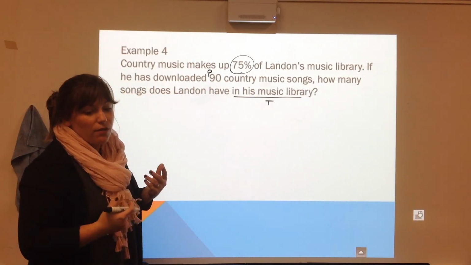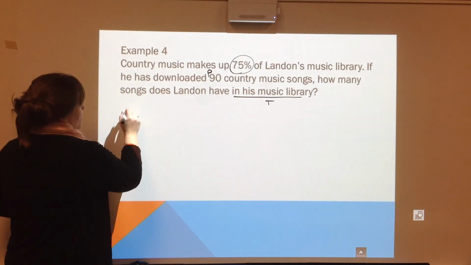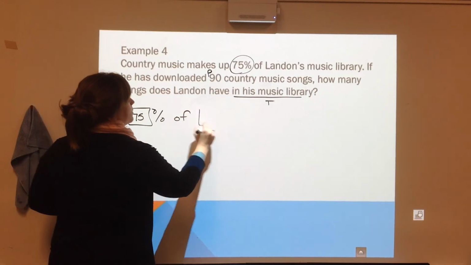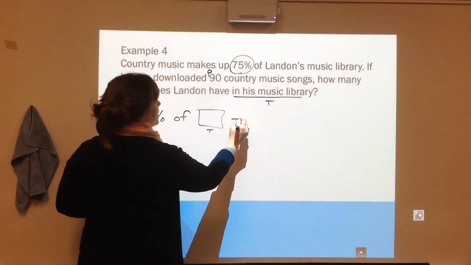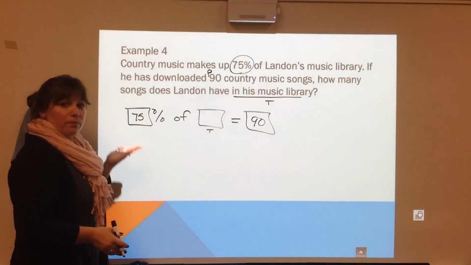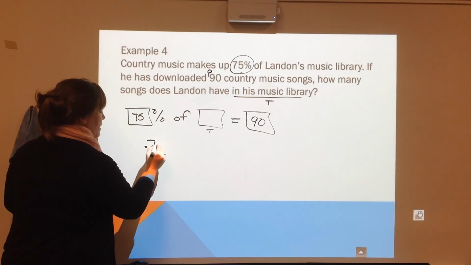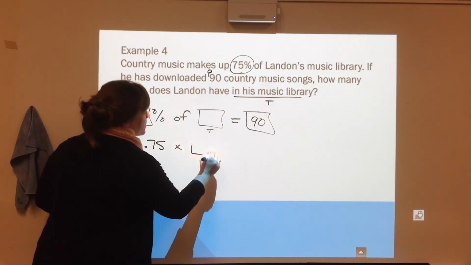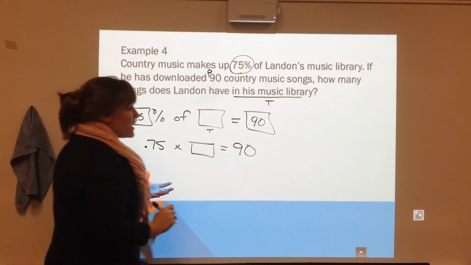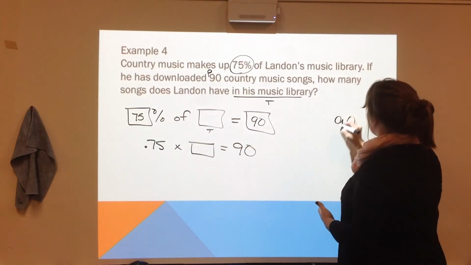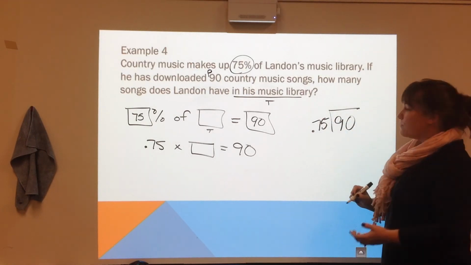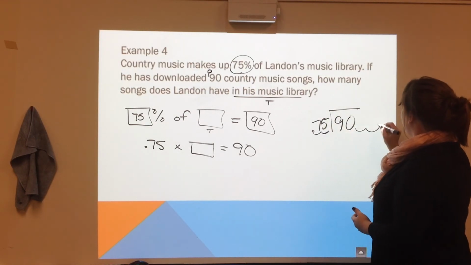I'm going to use the skeleton to do this one. So I have my percent, 75, of the total, that's what I'm being asked to find, is 90. So percent to a decimal, we have 75 hundredths times something is 90. I know now I have to divide to find this. The 90 is the dividend. The 75 hundredths is the divisor. I'm going to move it over 2, move it over 2.